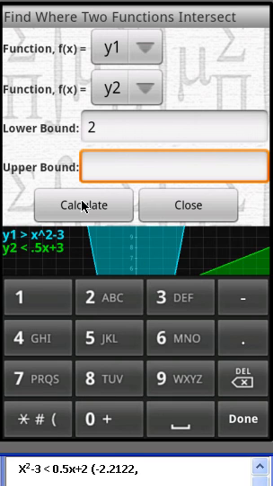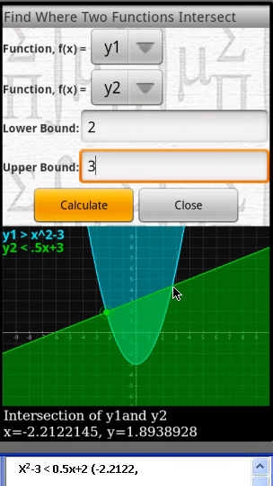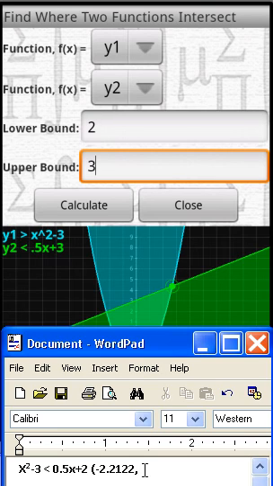So you see there's a little delay here. I'm trying to record and it slows everything down. It's immediate on the phone. Here I touch Calculate, and that will give me this intersection point up here. There it is. I can see it's 2.7122, so that's going to be the right bound.